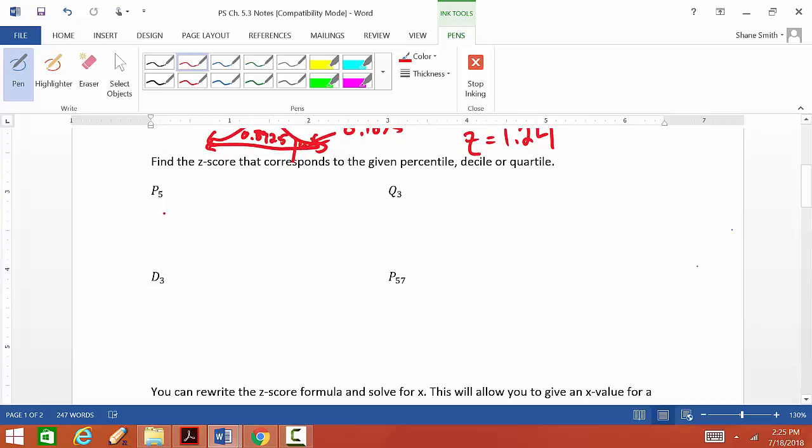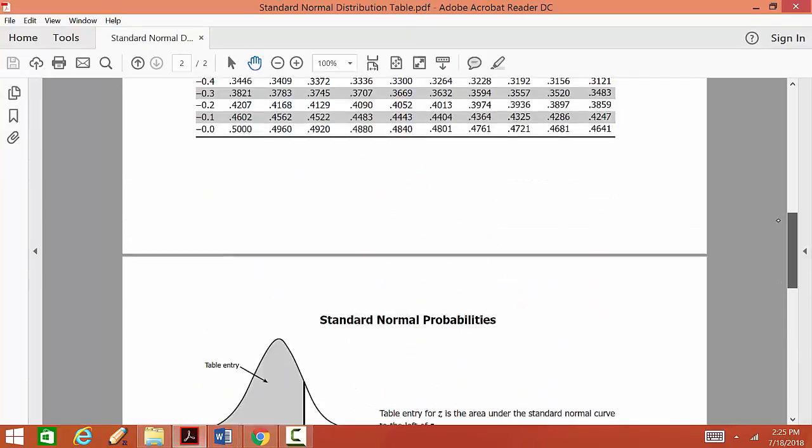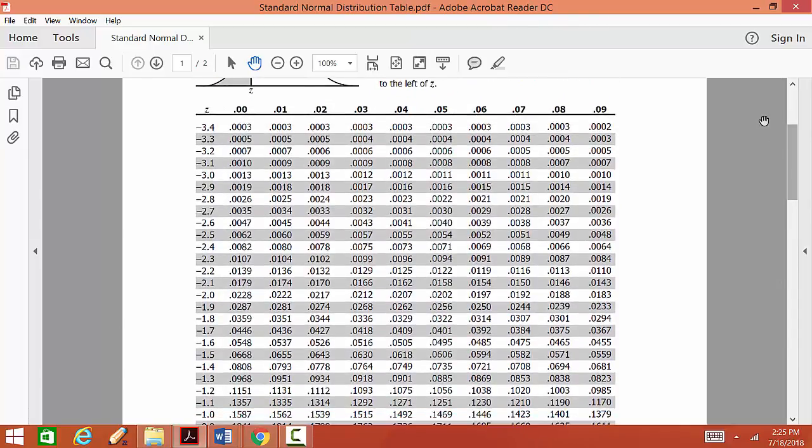So for example, for the percentile, if you remember back to the percentile section, a percentile of the fifth means that there's 5% below that z-score. So we have to find 5%. And 5% is 0.05 as a decimal. So in the body of the chart, I look up 0.05 and I actually see two. I see 0.0505 and I see 0.0495.